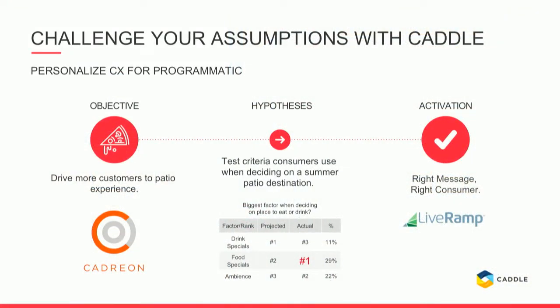What we actually were able to find out through doing some really quick research on the CADDLE panel, which is a 70,000 plus monthly active panel. We have over 270,000 subscribed members with, as I mentioned, 70 to 75,000 active every month. So what that means is we can really drive a very rapid feedback loop. So we test the criteria consumers use when deciding on a summer patio destination. Food specials actually was the number 1 driver, so they were able to optimize their creative, optimize their campaign to put food in the forefront rather than drinks.